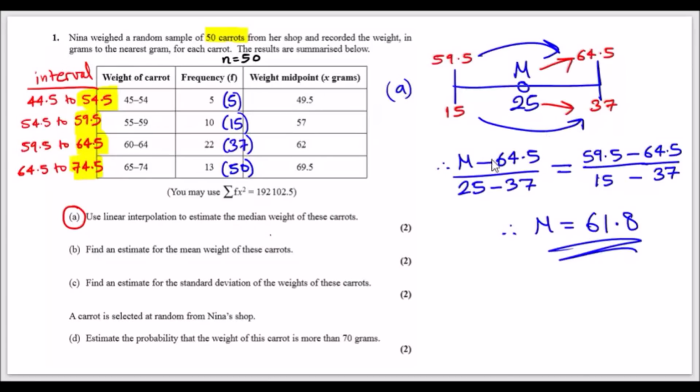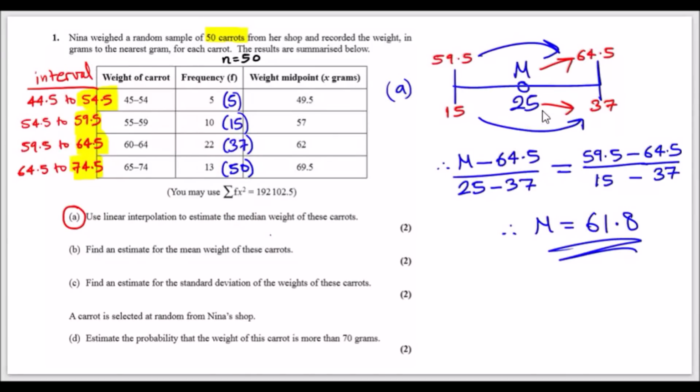So I did this nice little diagram here. I put the median on the top and 25 at the bottom, indicating this is the median weight and the 25th carrot. And now put some intervals here. I say 25 is located between the 15th carrot and the 37th carrot. And as for the weights, it is located between the 59.5 weight and 64.5 weight. So if you put 15 here, make sure you put 59.5 above it. If you put 37 here, make sure you put 64.5 above it. So here we go, that's it. This is how you should demonstrate it.